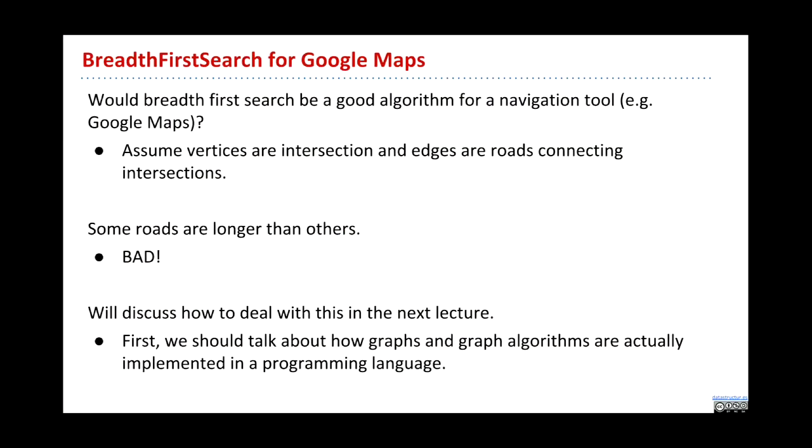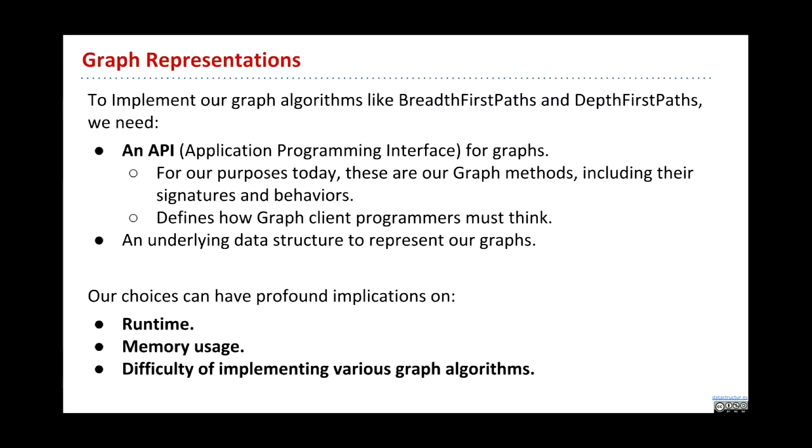So far, we've been treating graphs as this beautiful abstract thing, and they are, but I want to take it to the next level so we can actually build code. To implement things like breadth-first paths or depth-first paths, we need two things. First, we need to make a decision about our API for graphs.